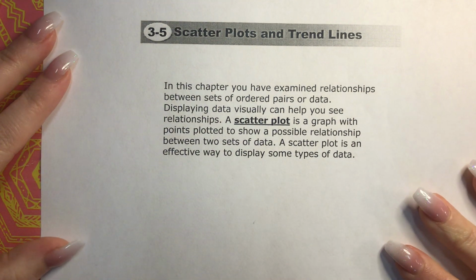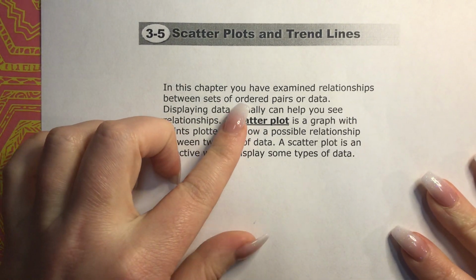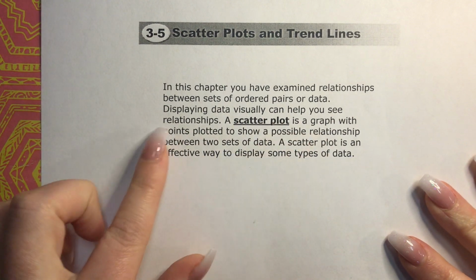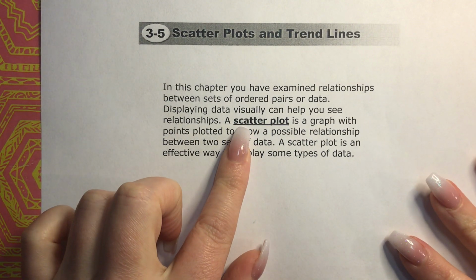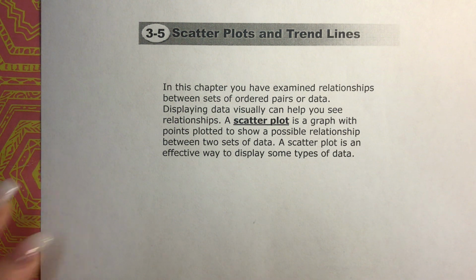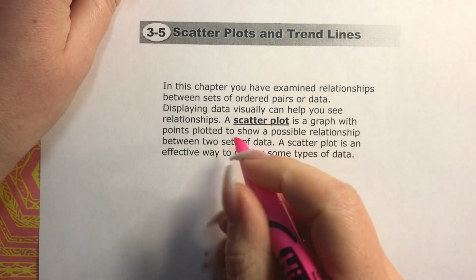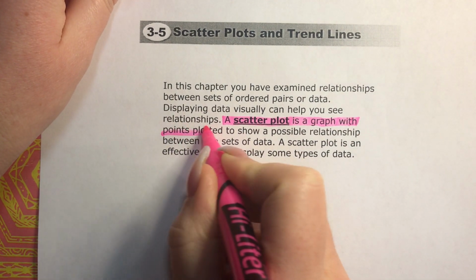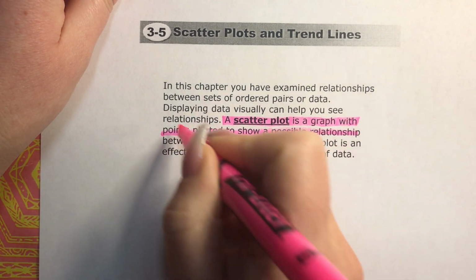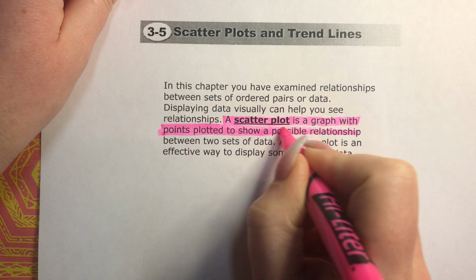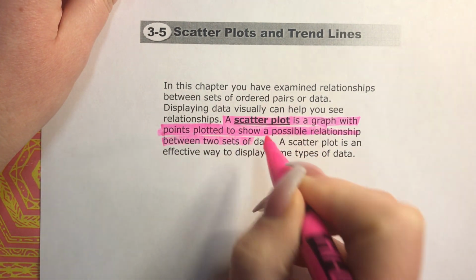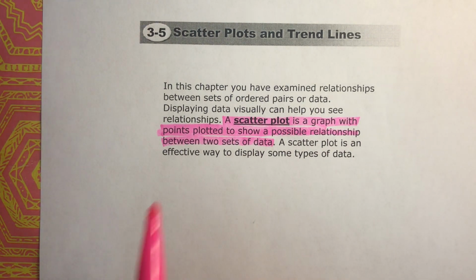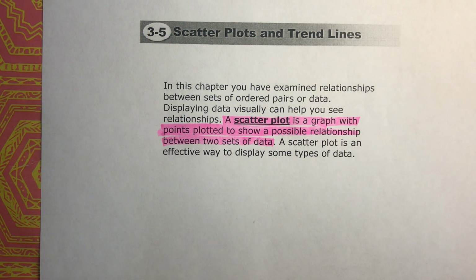In this chapter, you have examined relationships between sets of ordered pairs or data. Displaying data visually can help you see relationships. A scatter plot is a graph with points plotted to show a possible relationship between two sets of data. A scatter plot is an effective way to display some types of data.